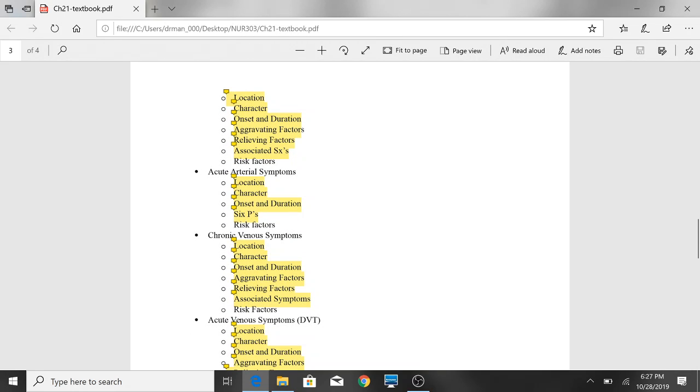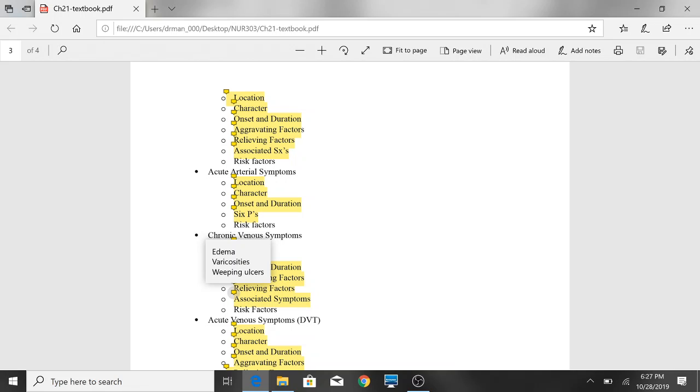Chronic venous symptoms: lower leg and calf usually. Character of it: aching, tiredness, feeling of fullness. These are chronic venous symptoms. It usually increases by the end of the day, and prolonged standing or sitting causes it. Relief is usually rest as well. Some of the associated symptoms are edema, varicosities, and stasis ulcers.